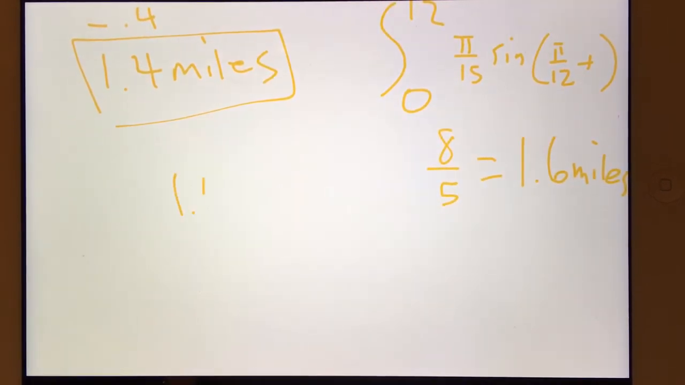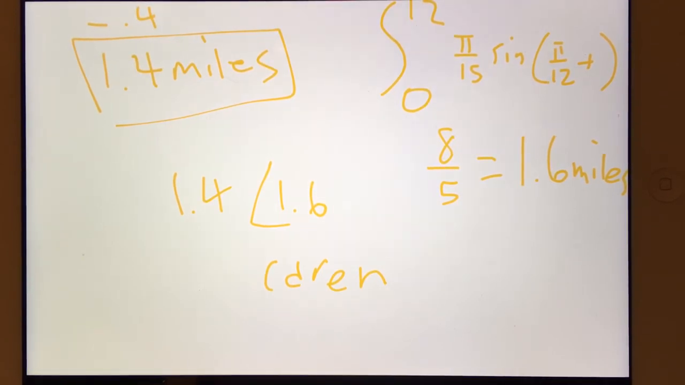Now, 1.4 compared to 1.6, Karen lives a shorter distance from school than Larry.